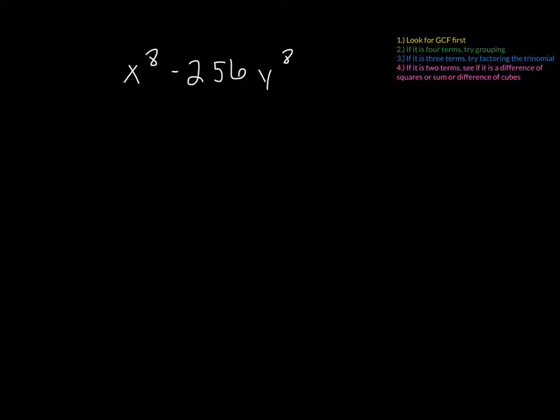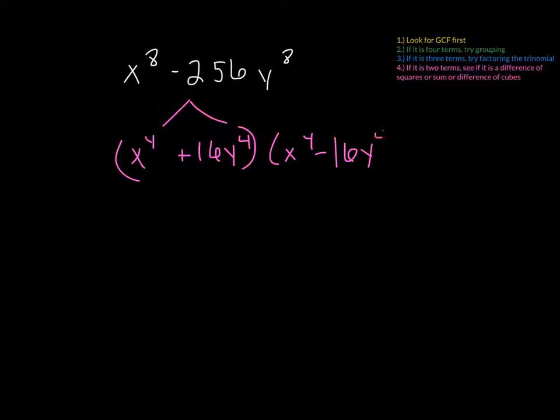Okay, we always check for a common factor first, and we do not have one in this case. Since this is 2 terms, check to see is it 2 perfect squares or cubes. In this case, they're both perfect squares, and it is a difference, so we can do difference of squares. The square root of x to the 8th would be x to the 4th, square root of 256 y to the 8th would be 16 y to the 4th. So we have x to the 4th plus 16y to the 4th, and x to the 4th minus 16y to the 4th.